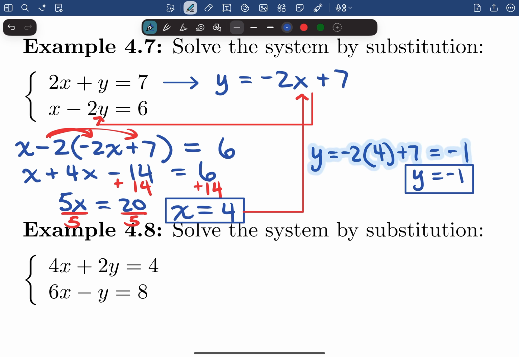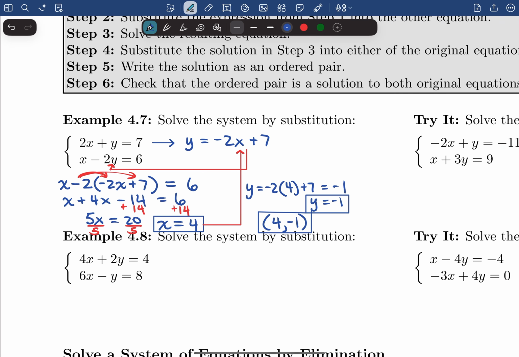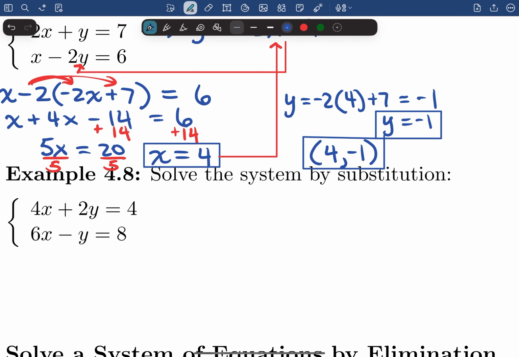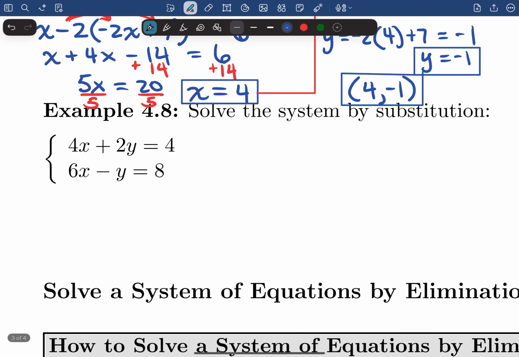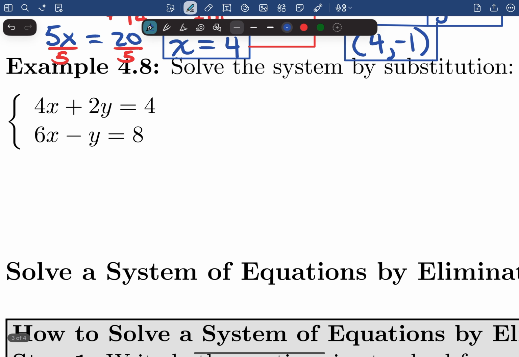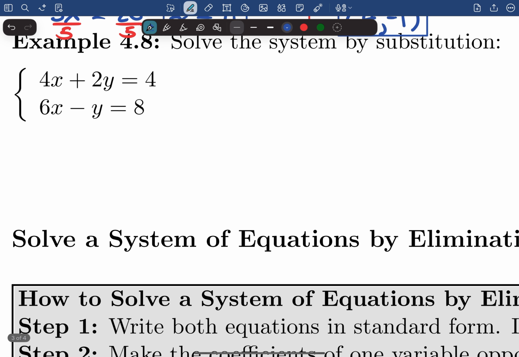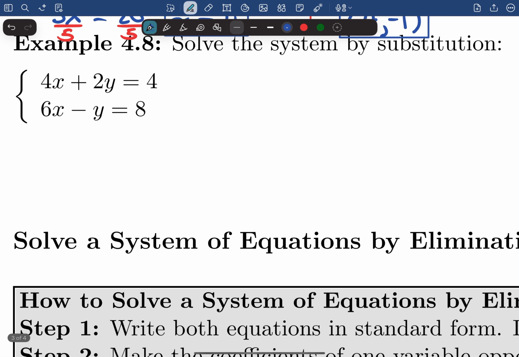And so how do we write our answer? Well, we said we write it as an ordered pair, x, comma, y. That is the final solution. It's that xy coordinate in space. If I was to graph this, then 4 comma negative 1 would be the intersection point of these two lines. We should try this again. So I'll walk you through the process again in example 4.8 and make this nice and big here. There we go. Solve this system by substitution.